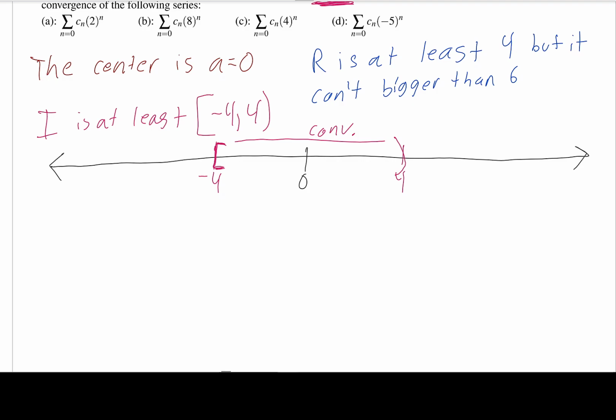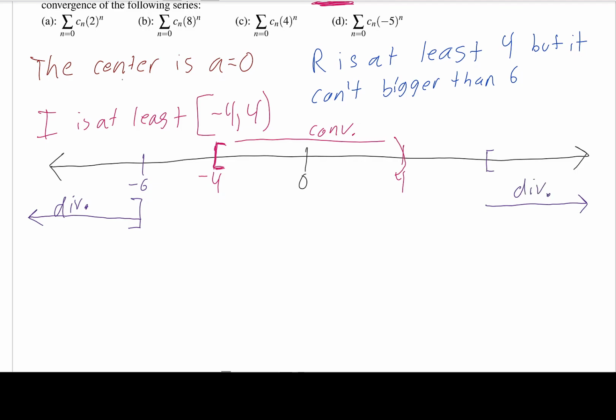Now, we also know that at -6, this thing diverges. So let's see. I'll use a different color here. So this is -6. So everything from -6 to -infinity must diverge. Similarly, everything from +6 to infinity must diverge.